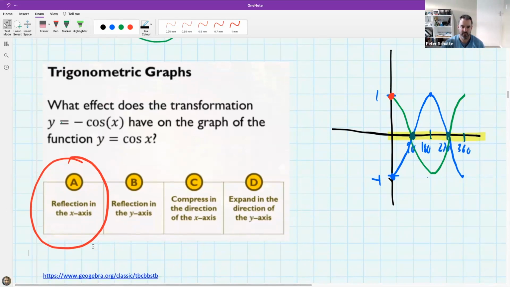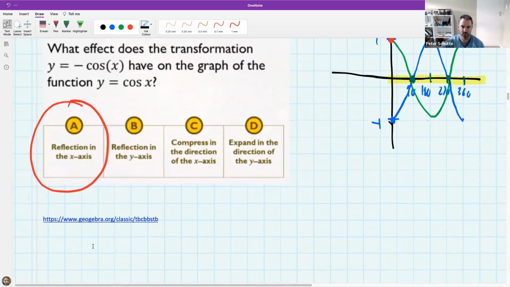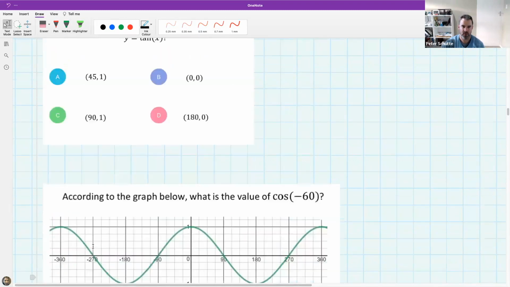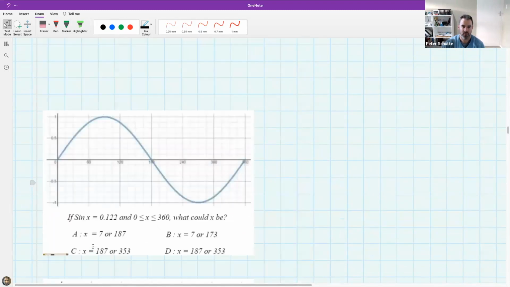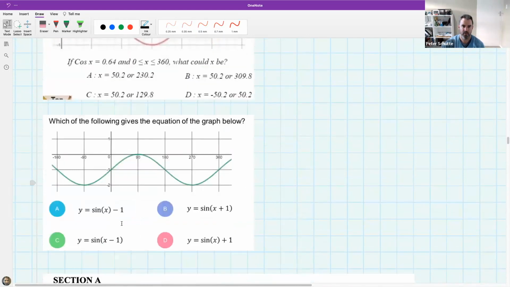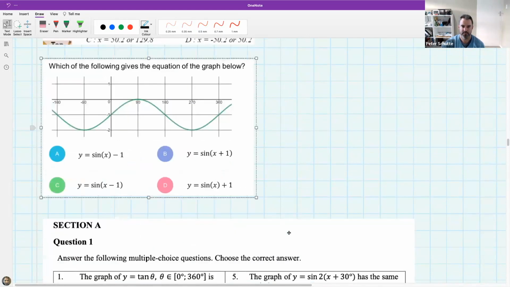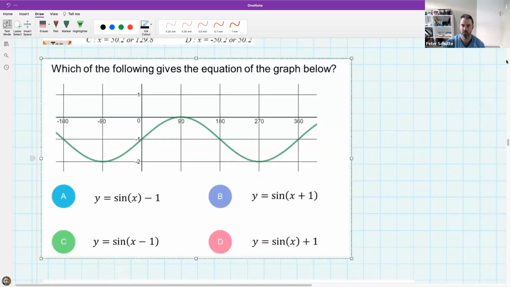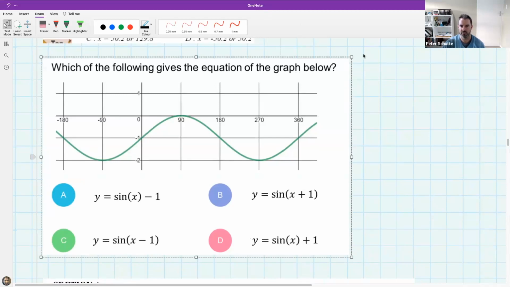Okay. Let us do, not that one, not that one. Let's do this one. Which one do you think is going to work for? Which of the following gives the equation of the graph?